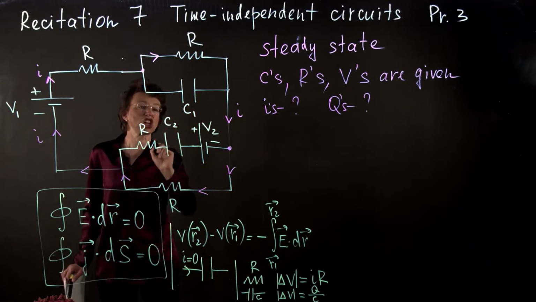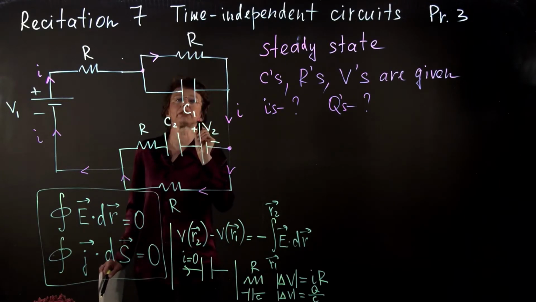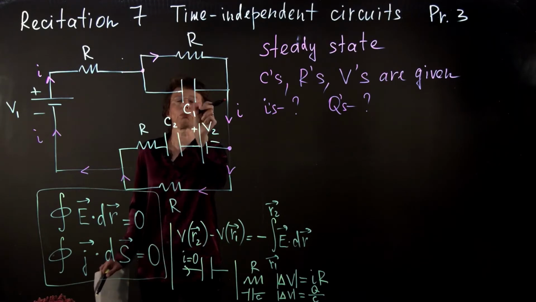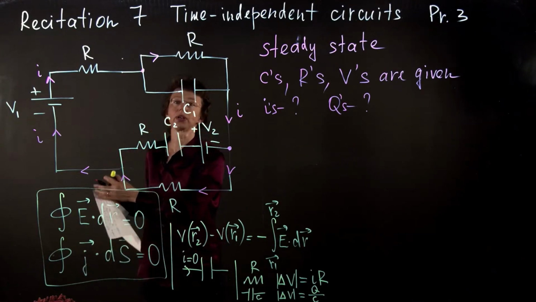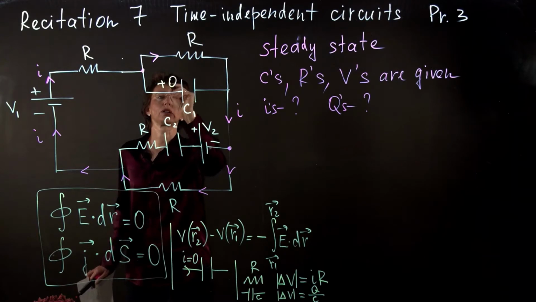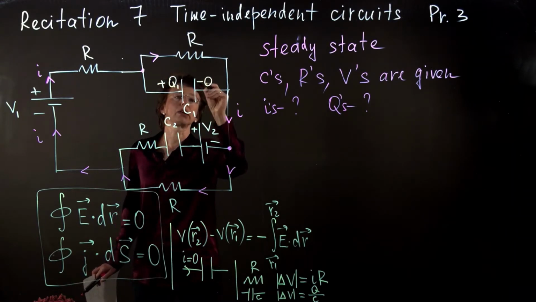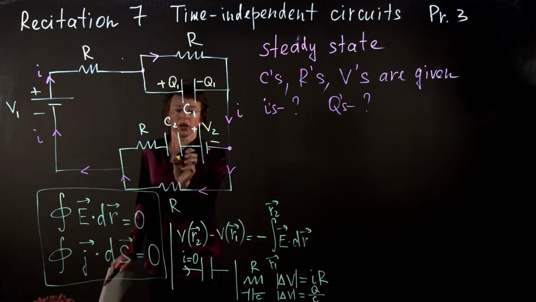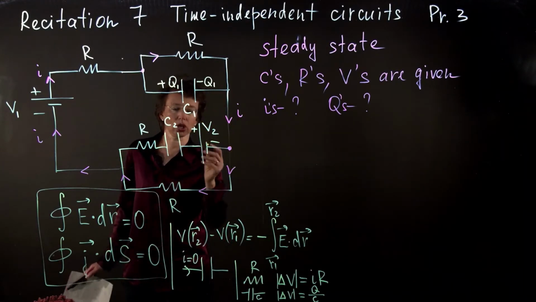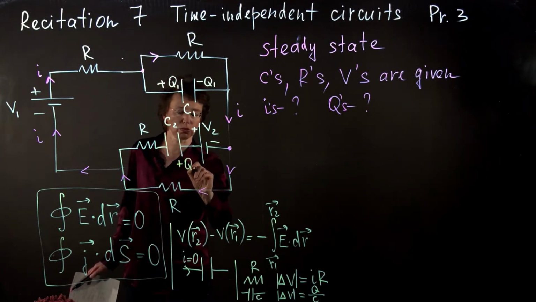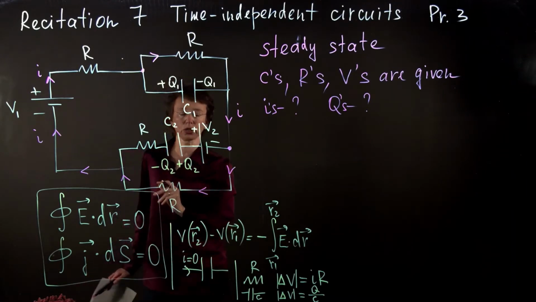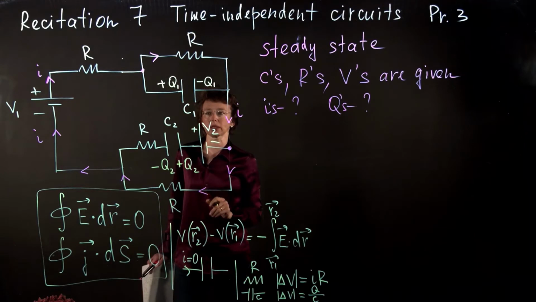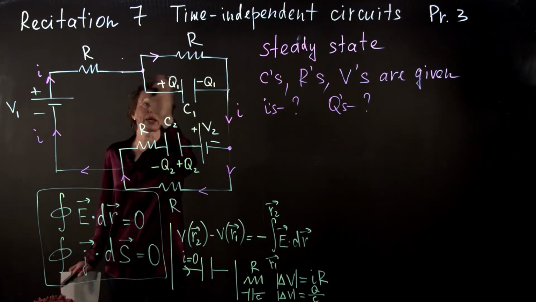Now we need to indicate the charges on the capacitors. I remind you that the problem will not be graded if we don't have charges on the capacitors. So which plate will be positive, which plate will be negative. I will choose this plate to be positive. We will put plus Q1 here and minus Q1 on this side. For this capacitor, for a change, I will choose this plate to be positive, plus Q2, and this plate to be negative, minus Q2. I indicated the current and the charges on the capacitors.